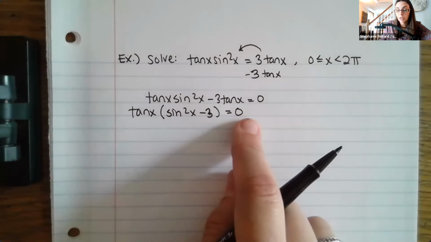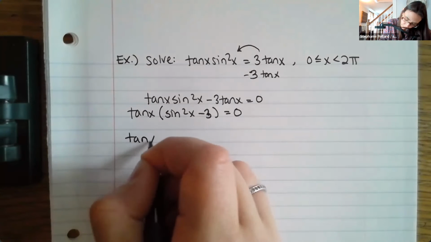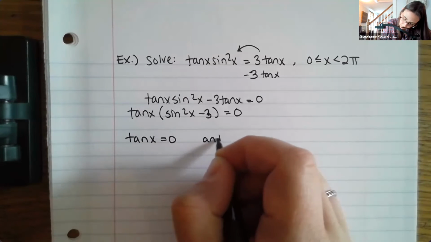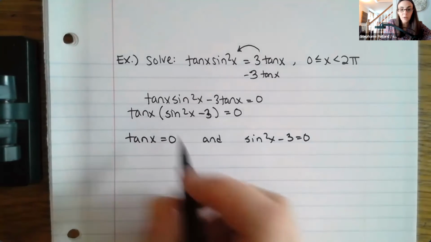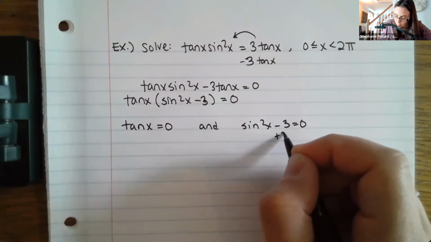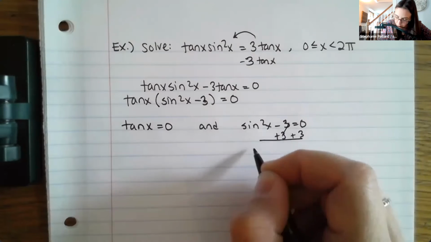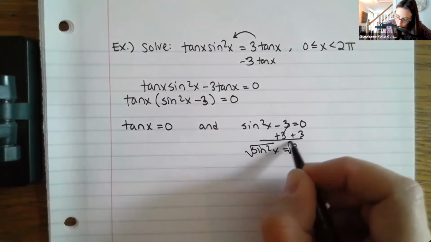So we can actually use our first strategy by setting each term equal to 0. Now the first one's already solved. I can't really do anything else there. So I'm just going to solve the second equation and add 3 to both sides. I'm going to take that square root, plus or minus.